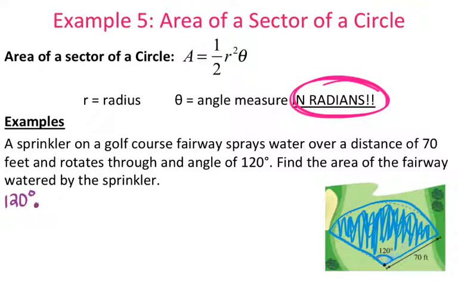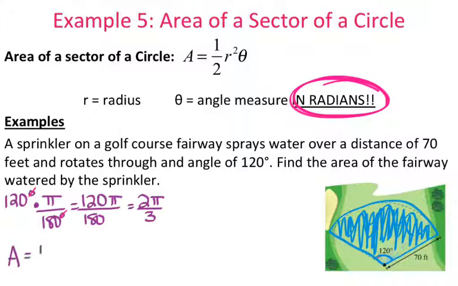So now I'm going to multiply this by pi over 180. So my degrees cancel. That leaves me with 120 pi over 180. And 120 divided by 180 can be reduced to 2/3. So that's 2 pi over 3. Okay, so now that I have my angle measurement in radians, I can go ahead and find the area.